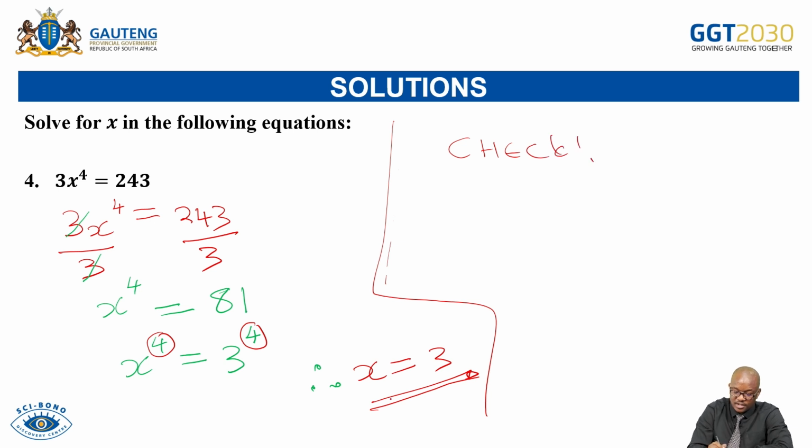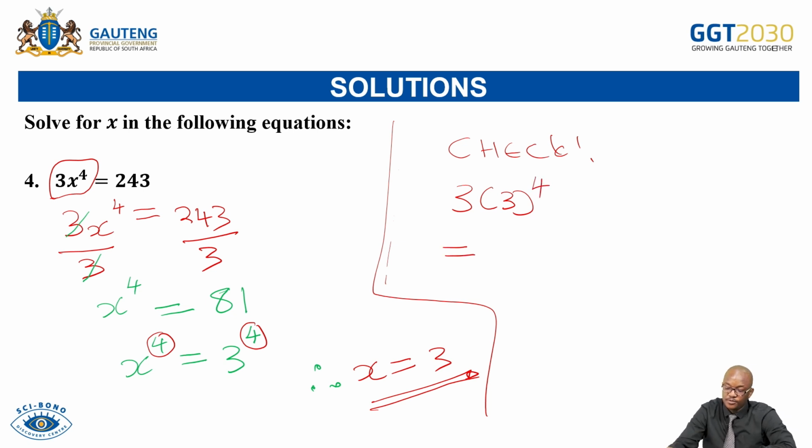How do you check your answer? You know that the value of x is equivalent to 3. Then where you see x on the left-hand side, we substitute 3. You can still write it as x into 3 to the exponent of 4. Then if you put that inside the calculator, you will see that it amounts to 243.